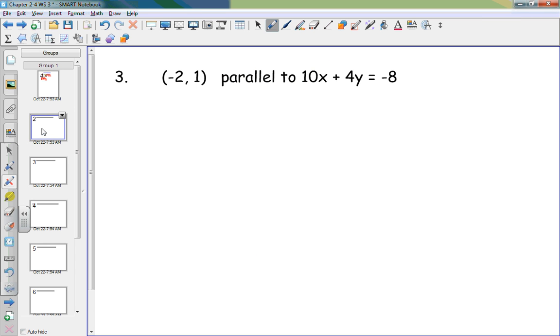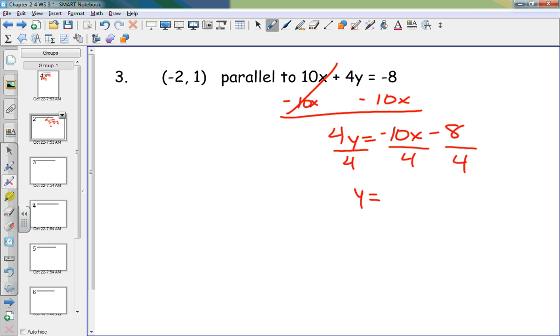Okay, number 3. Number 3, they give you the point (negative 2, 1), parallel to 10x plus 4y is equal to negative 8. So step 1, what do I do? Solve for y. So what do I do? Subtract 10x from both sides, because we're trying to get y by itself. So 4y equals negative 10x minus 8. Then divide each term by the value 4.